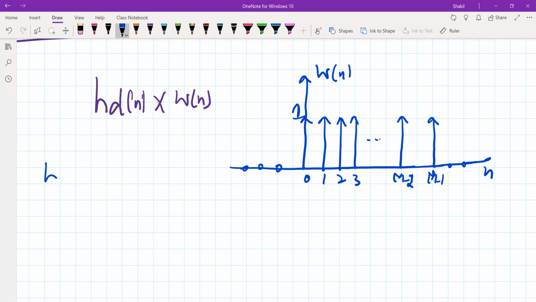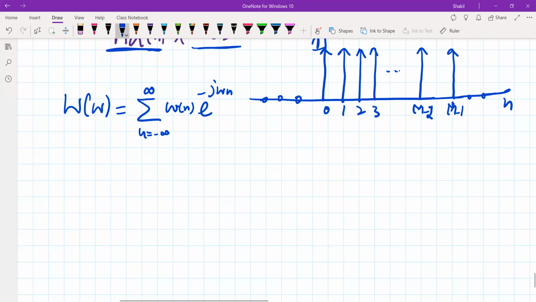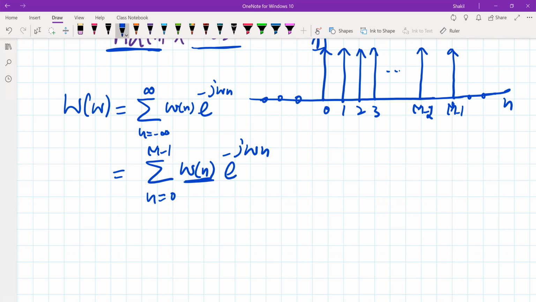Now we have solved this already. What is W of omega? It means, what is the Fourier transform of this? It will be simply the summation, n running from minus infinity to infinity, of w of n e to the power of minus j omega n. Why am I doing this? I want to check what is happening in the frequency domain when I multiply these two sequences in the time domain. So this summation changes to run from 0 to M minus 1, and you can see w is 1.